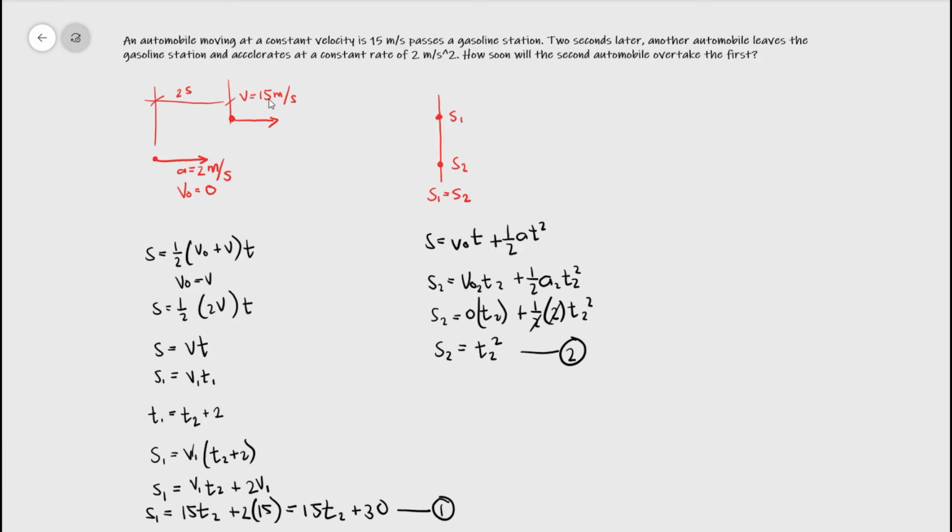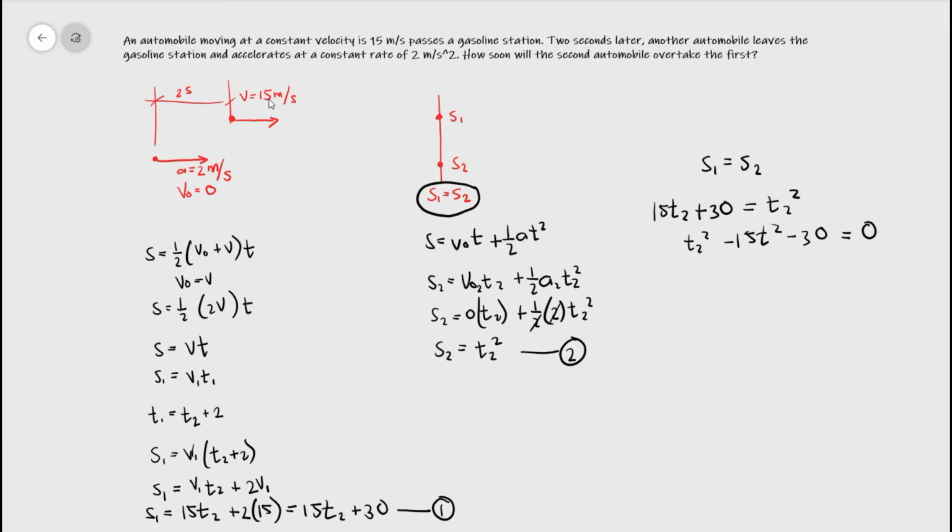This will be our second equation. And from our working equation, from the moment the second automobile will overtake the first car, using this equation, s sub 1 is equal to s sub 2, we can substitute our two equations here. We have 15 t sub 2 plus 30 is equal to t sub 2 squared. Or, let's simplify this: t sub 2 squared minus 15 t sub 2 minus 30 is equal to 0.